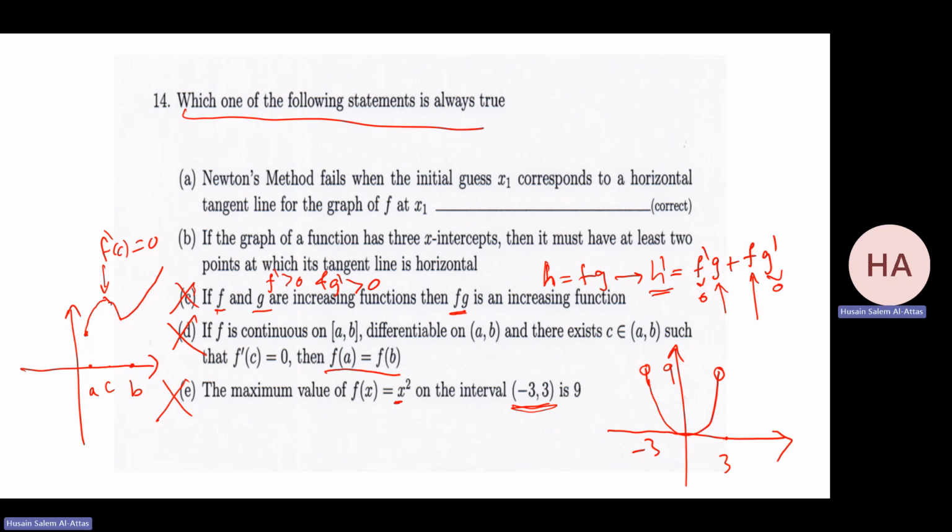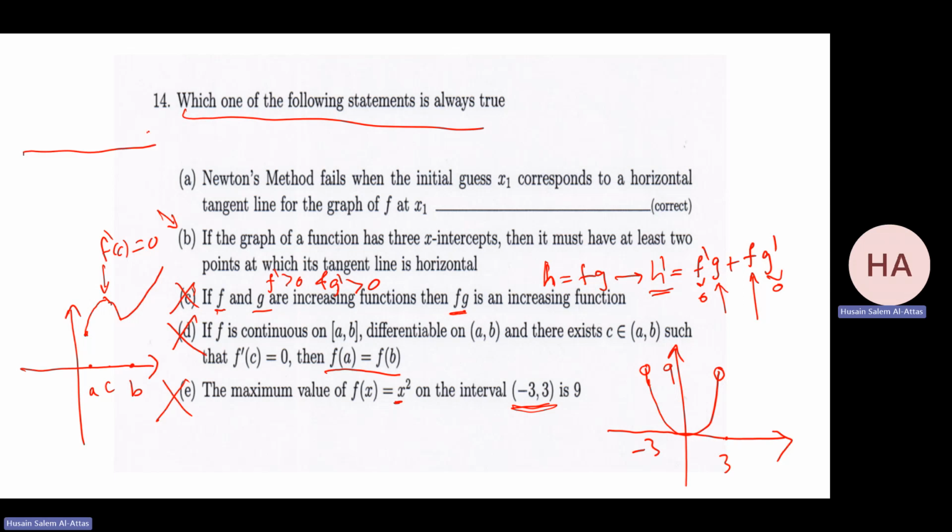It says if the graph of a function has 3 x-intercepts, then it must have at least 2 points at which the tangent line is horizontal. It means there are 2 points where f prime at c equals 0. Okay, this is wrong. Why? Because the function is not continuous. If the function is continuous and differentiable, yes, that's true.